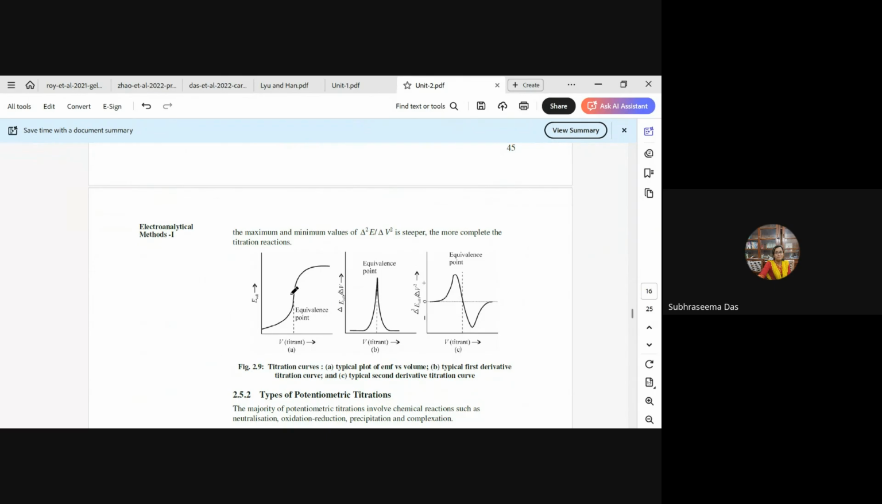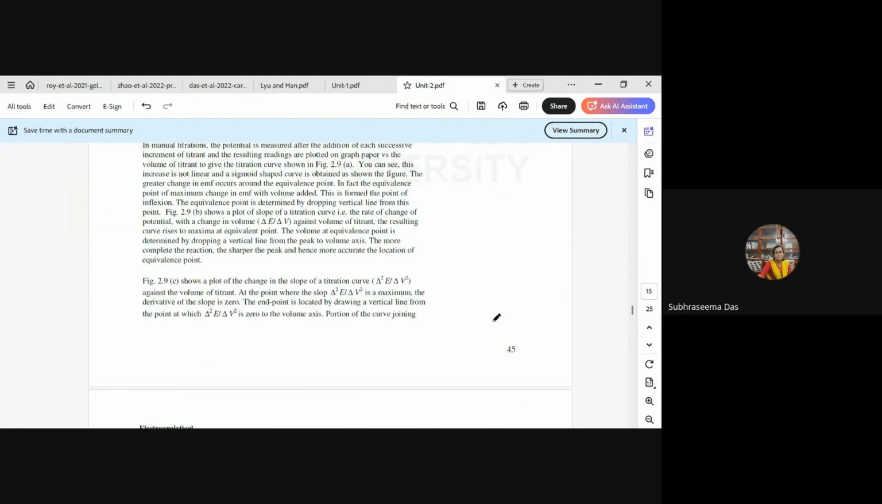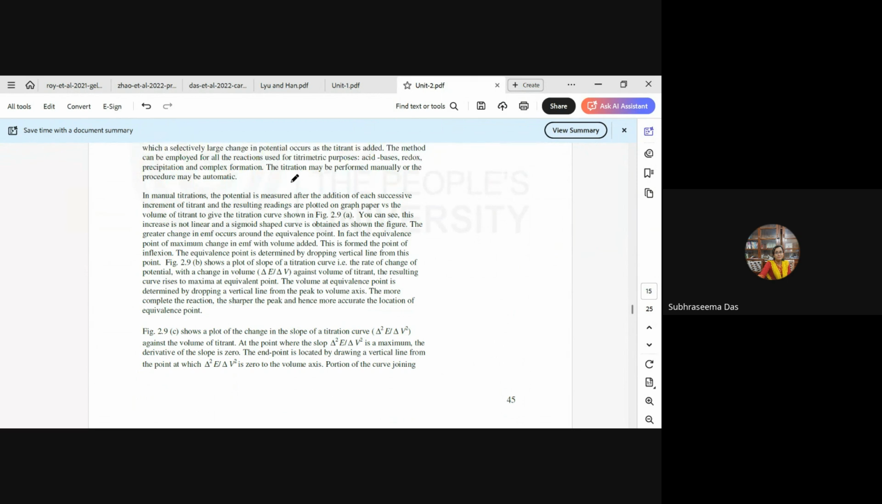And once we know the drastic changes occurring here in such cases, we can locate the equivalence point. Here the potential is measured after the addition of each successive titrant. So we keep on adding our titrant, and with each addition we note down the potential value. As we keep on adding, we see a large difference. So the equivalence point is determined by dropping a vertical line.